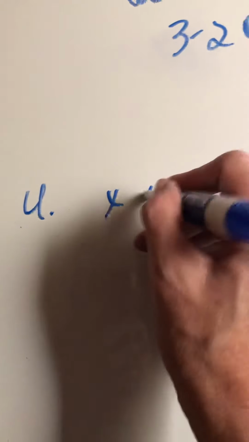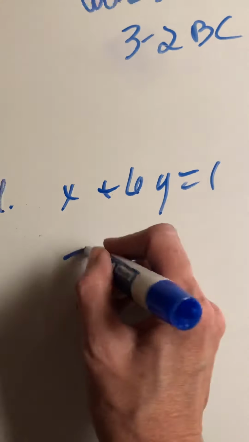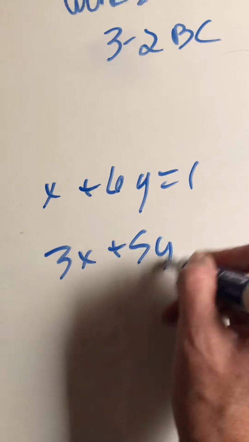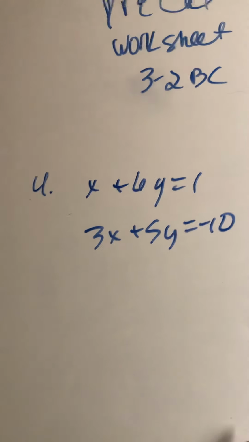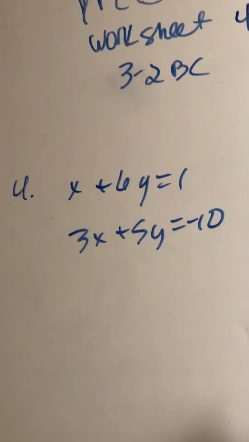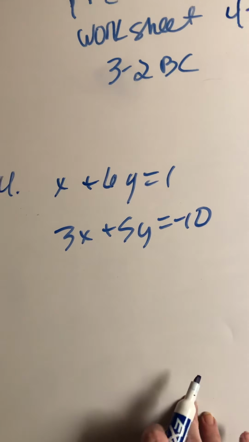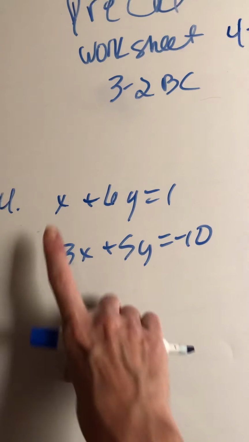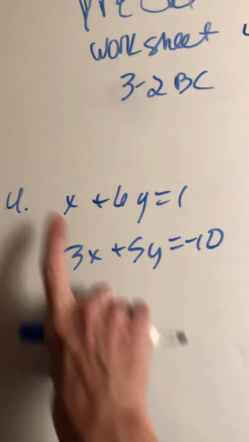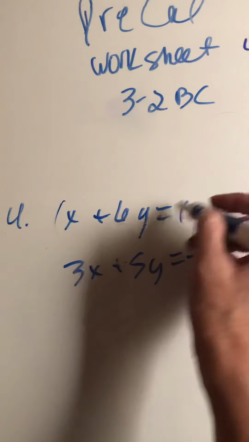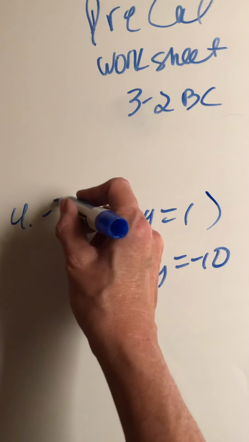elimination method. So number 4, it's x plus 6y equals 1 and 3x plus 5y equals negative 10. Some of you, if you remember Cramer's rule better than elimination, you can use Cramer's rule, but I'm going to show elimination. Elimination is where you want one of the variables to eliminate, so you need opposites. Okay, so if I had a negative 3x right here, I could cancel those. So what I'm going to do is I'm going to multiply this top one by negative 3.